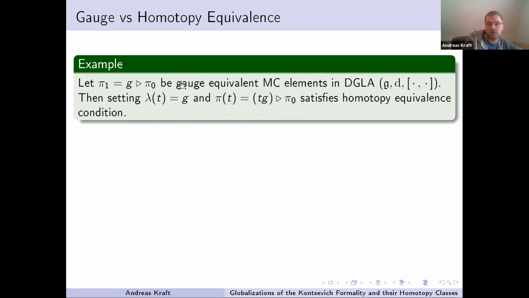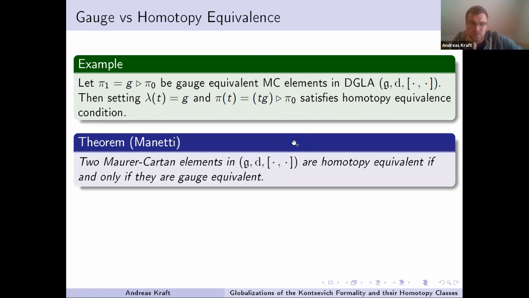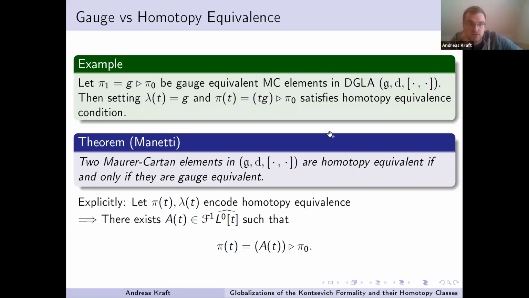So we have one direction going from gauge equivalence to homotopy equivalence, but we also have the other one. This is a theorem by Manetti that says that two Maurer-Cartan elements are homotopy equivalent if and only if they are gauge equivalent. And well, to make this more explicit, if we have such homotopy equivalence data here, one can construct out of this lambda of t another polynomial, or another path in this completion, a of t, such that pi of t is actually the gauge action of a of t. And then we evaluate at 1 and we get the gauge equivalence.